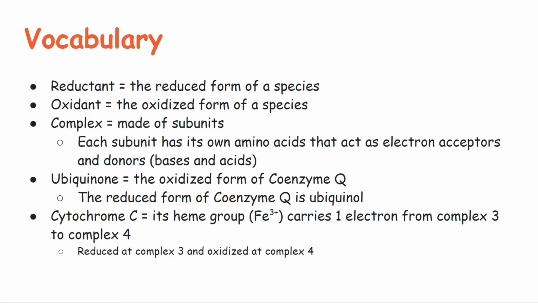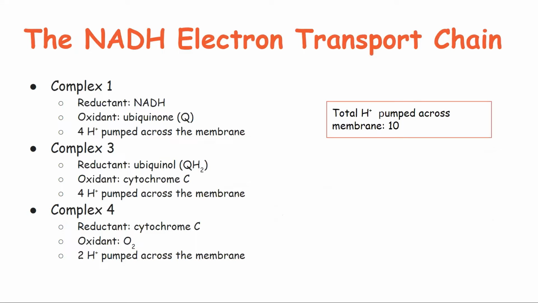Ubiquinone is another term that we'll be hearing, and that is the oxidized form of coenzyme Q. And the reduced form of coenzyme Q is ubiquinol. Cytochrome C is a carrier that we'll be talking about, and it has a heme group. And in this heme group, the iron 3+ carries one electron from complex 3 to complex 4, which means that it's reduced at complex 3 and oxidized at complex 4.